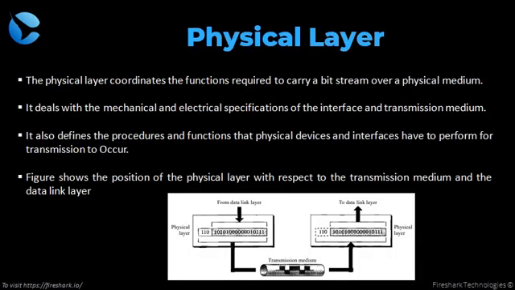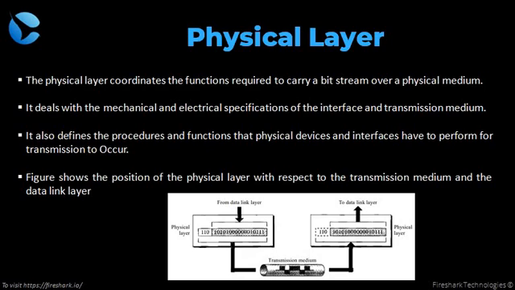Now, the physical layer coordinates the functions required to carry a bit stream over a physical medium. It deals with the mechanical and electrical specification of the interface and transmission medium. It also defines the procedures and functions that physical devices and interfaces have to perform for transmission to occur. The figure below shows the position of the physical layer with respect to the transmission medium and the data link layer.